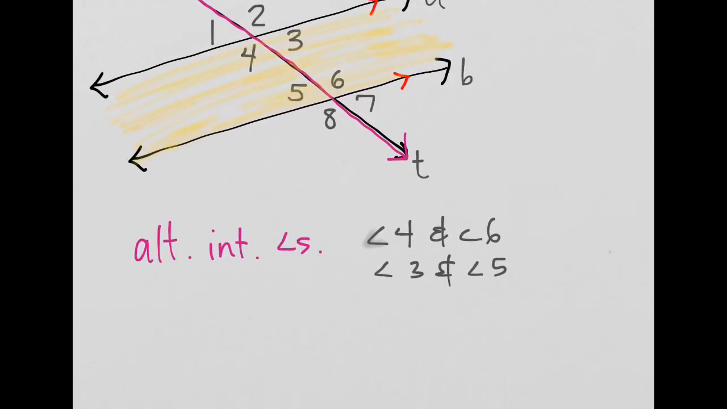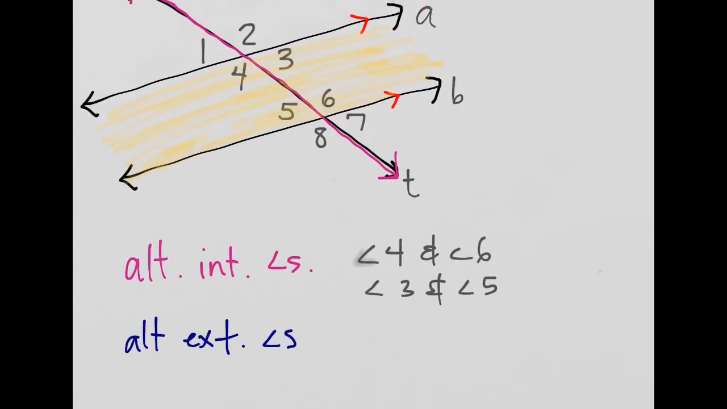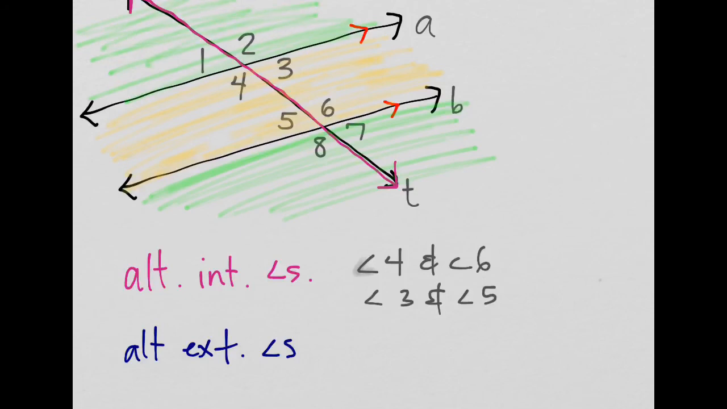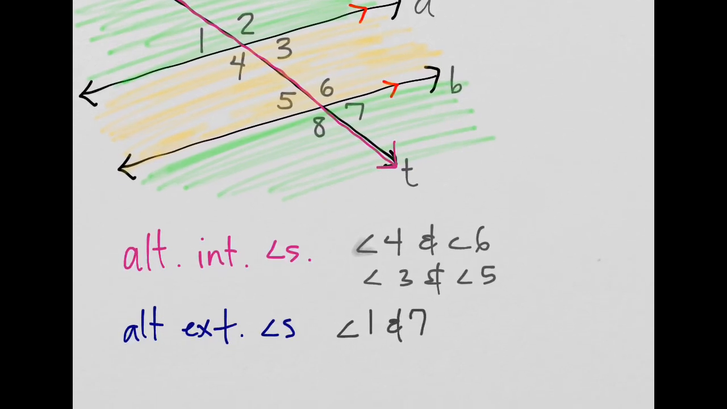What about alternate exterior angles? Think about that for a second. They've got to be on the outside of those sections that the parallel lines make, and then on opposite sides of the transversal, or that pink line. So if you said angle 1, oh no, I keep doing that, sorry guys, got to be able to read this, angle 1 and angle 7, you'd be right. If you also said angle 2 and angle 8, you'd be right.